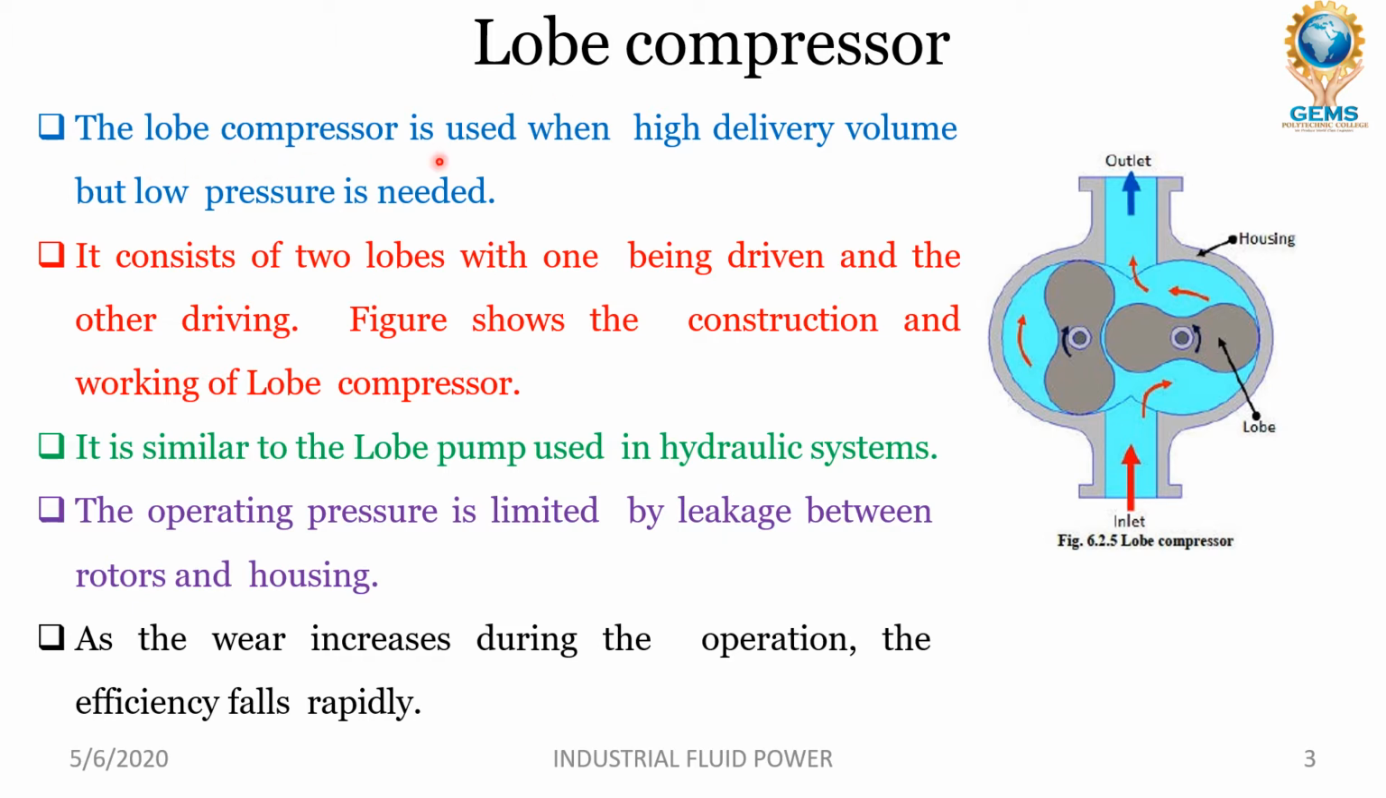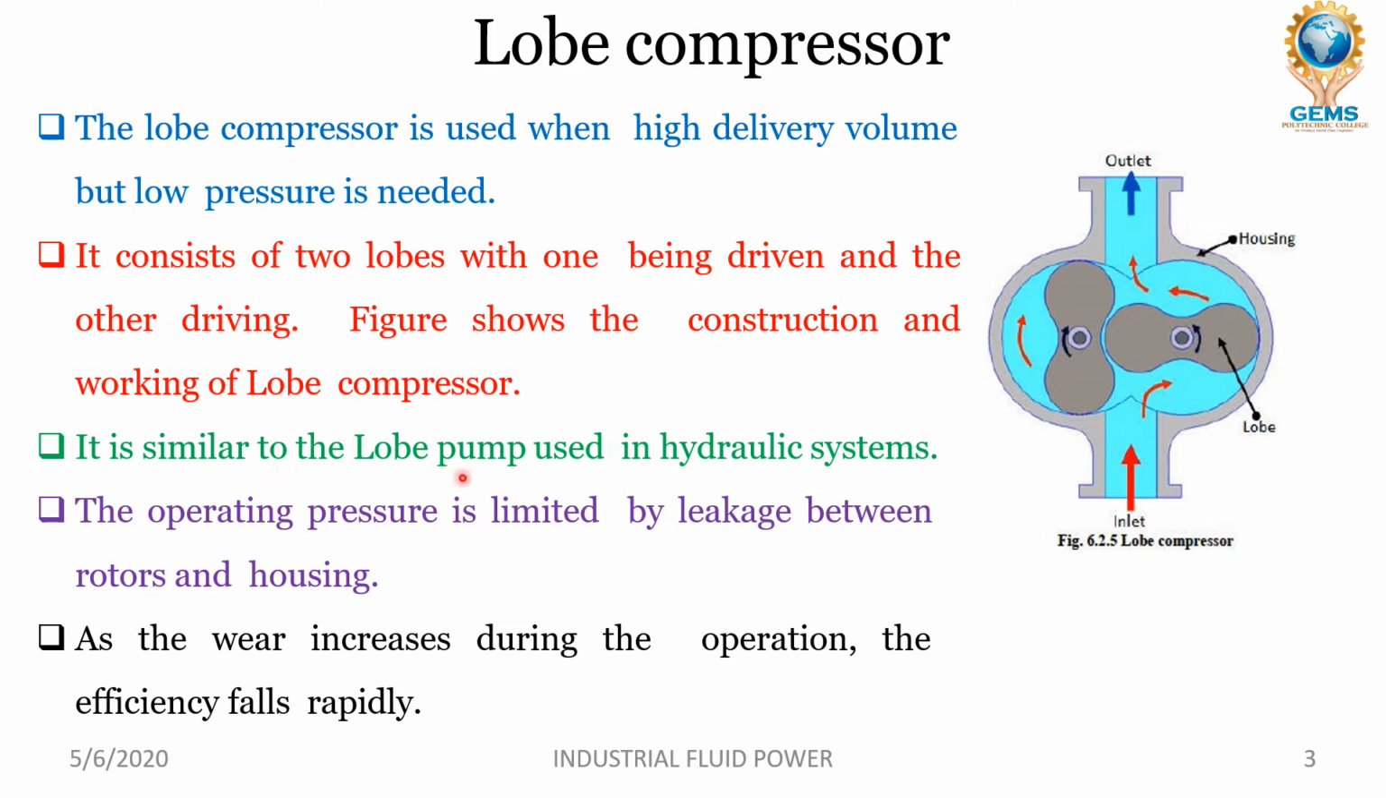The lobe compressor is used when high delivery volume but low pressure is needed. So wherever you need a high delivery volume but low pressure, there we can use the lobe compressor. It consists of two lobes with one being driven and the other driving. One is driven means it is connected with a motor, and the other is in contact with this driven one. This figure shows the construction and working of the lobe compressor.